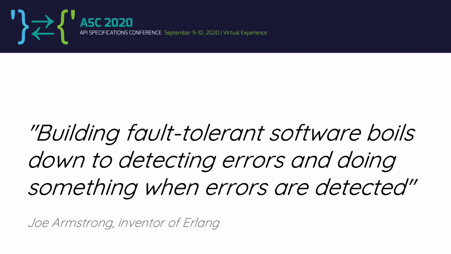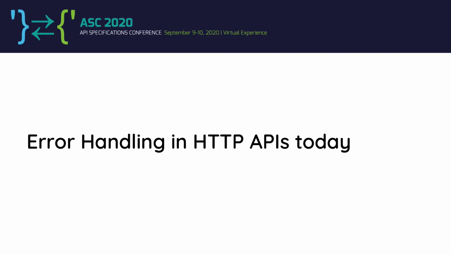Let me quote the late Joe Armstrong from his GoTo conference talk in 2018. Building fault-tolerant software boils down to detecting errors and doing something when errors are detected. Which is a very fitting quote, I think. Isn't that what we all want? That errors get communicated to us as they happen so we can do something about them? Unfortunately, error handling in APIs is done in a lot of different ways at the moment. So let's dive in.